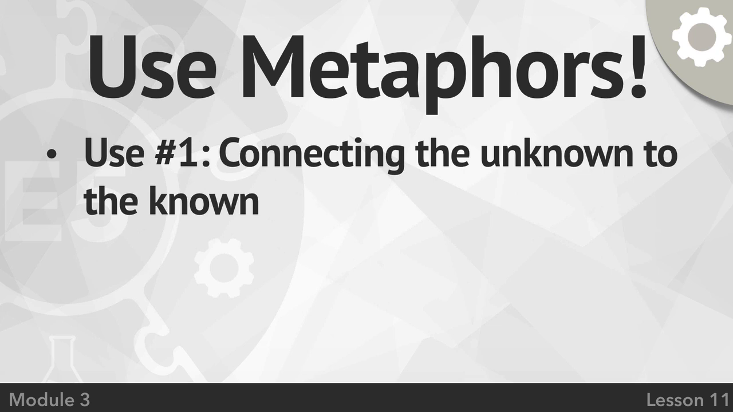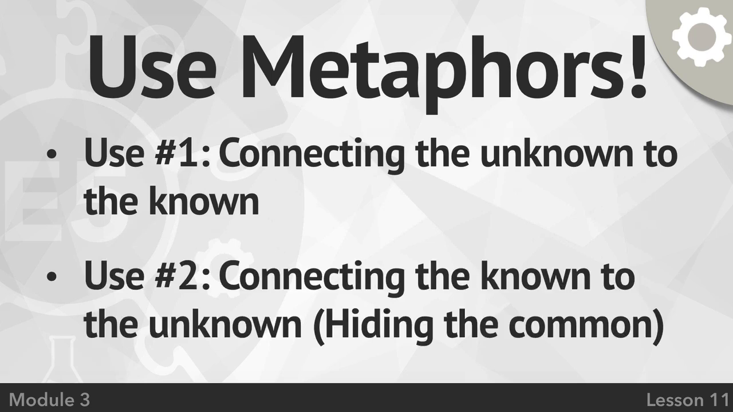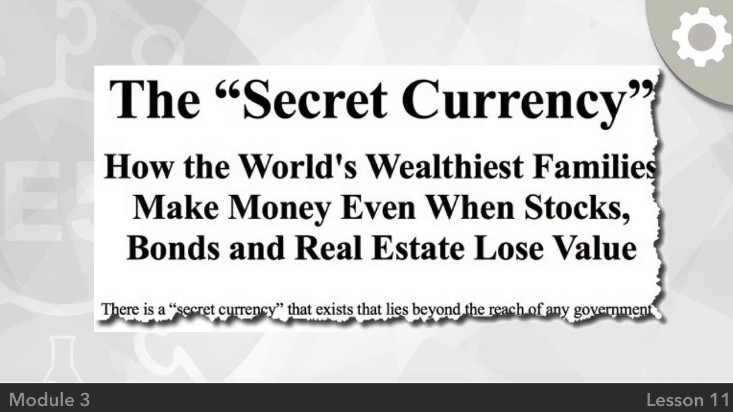But a metaphor connects the unknown to the known. That's the most common use for a metaphor. It simplifies a complex idea by attaching it to something that your prospect can immediately recognize. The second use of a metaphor is what we just saw from Mike Palmer with the secret currency. And that's when you're connecting the known to the unknown, meaning you are hiding the common under the wrapper of a metaphor. That's what Mike Palmer did here with the secret currency.